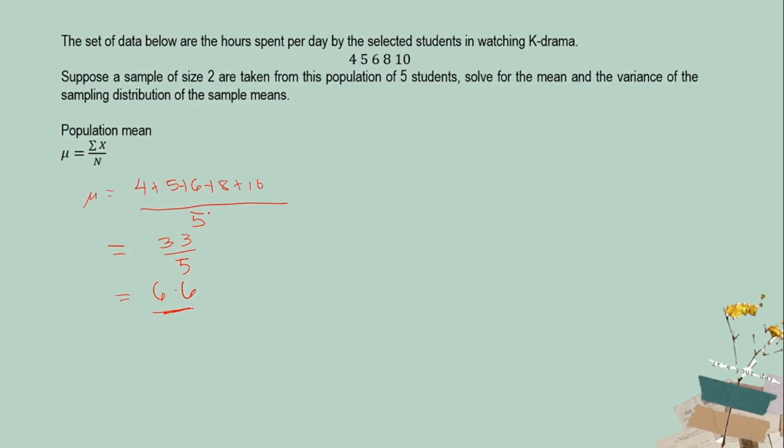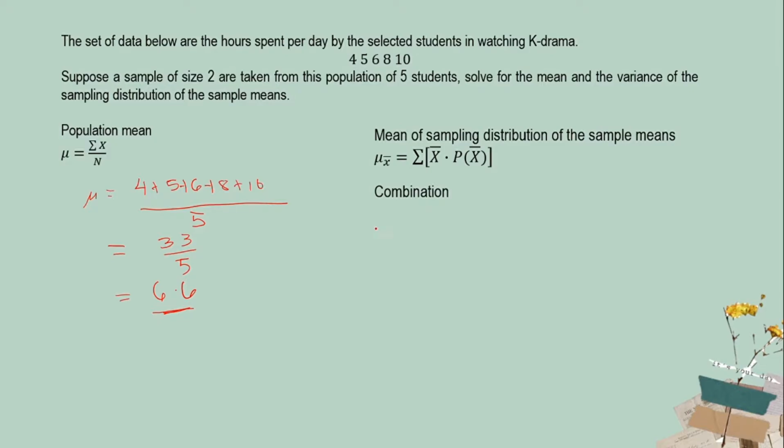Now, let's compute for the mean of the sampling distribution of the sample means using the formula mu sub x bar, which is equal to the summation of x bar times p of x bar. But before that, we need to use the combination formula in order to know the possible samples of size 2, then compute their individual means. So this is the formula for the combination.